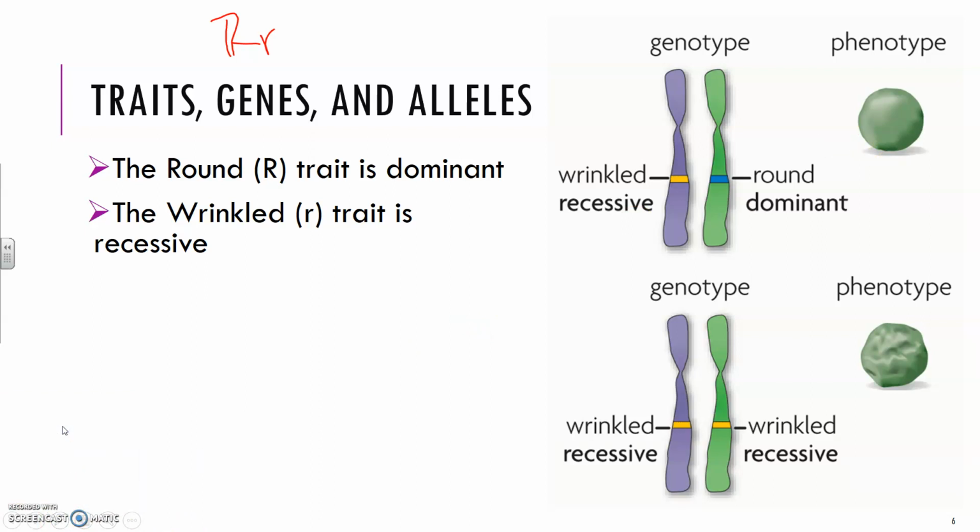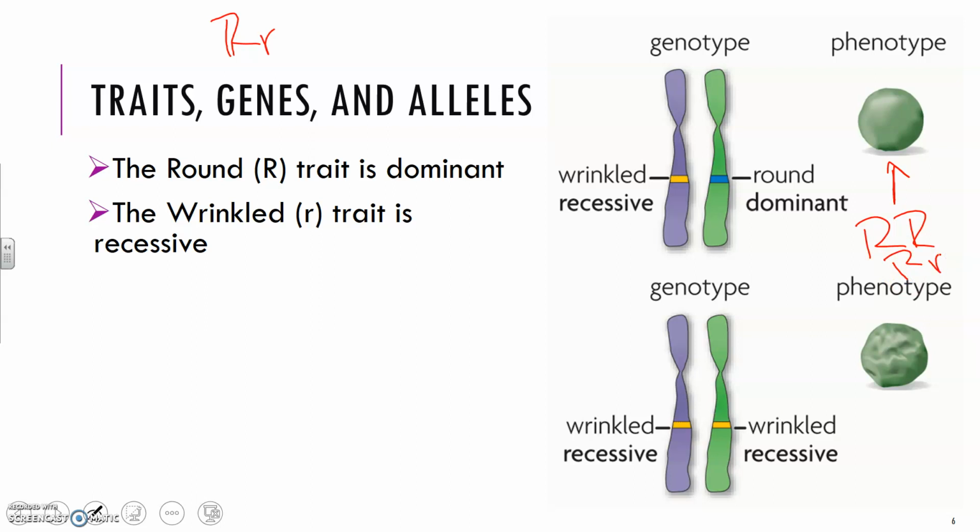All right, and then we move on to our next one. Okay, so we would also get this phenotype here with the round seed if we had capital R, capital R. So that would be homozygous dominant, okay? So it's round if you have homozygous dominant or heterozygous in the genotype.